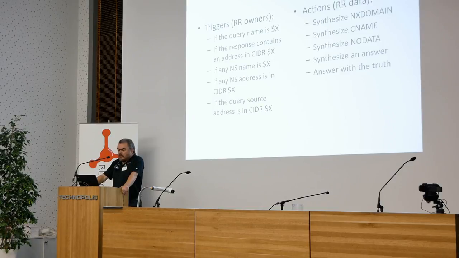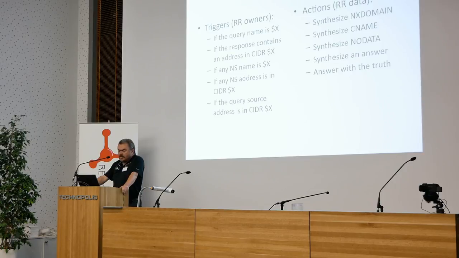You can also trigger based on the name server name if you know that a certain name server is dedicated to harm, or an IP address range in which the name server exists. If you know that that particular provider hosts nothing but malicious stuff, then you won't care what the name server name is or what the query name is or what the answer is. You care that the name server was in a certain CIDR block. We've added a few more over the years, but they are terminally obscure, so I'm not going to get into them. Once you trigger, then you have to decide what you're going to do.